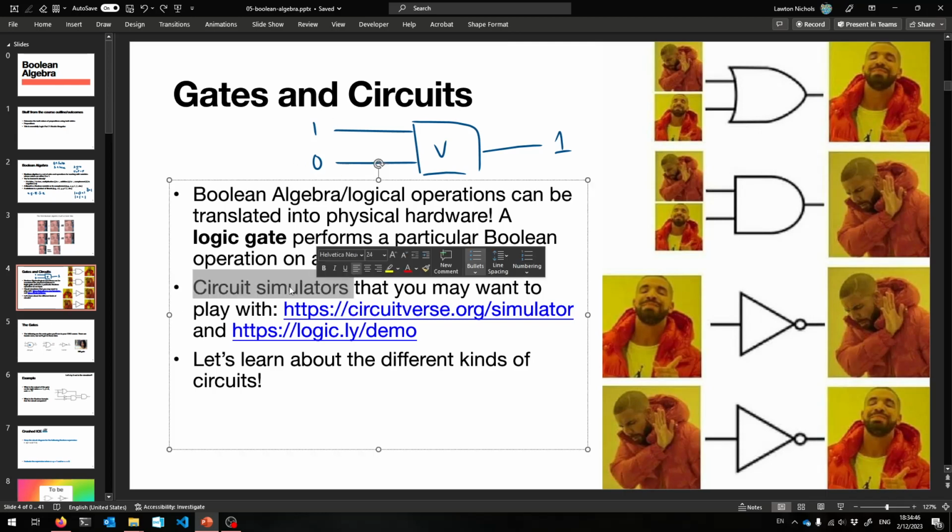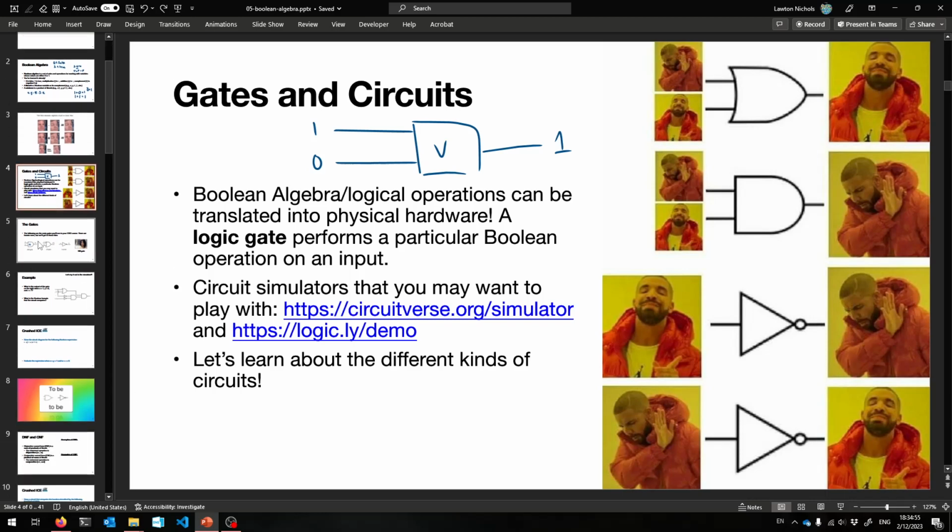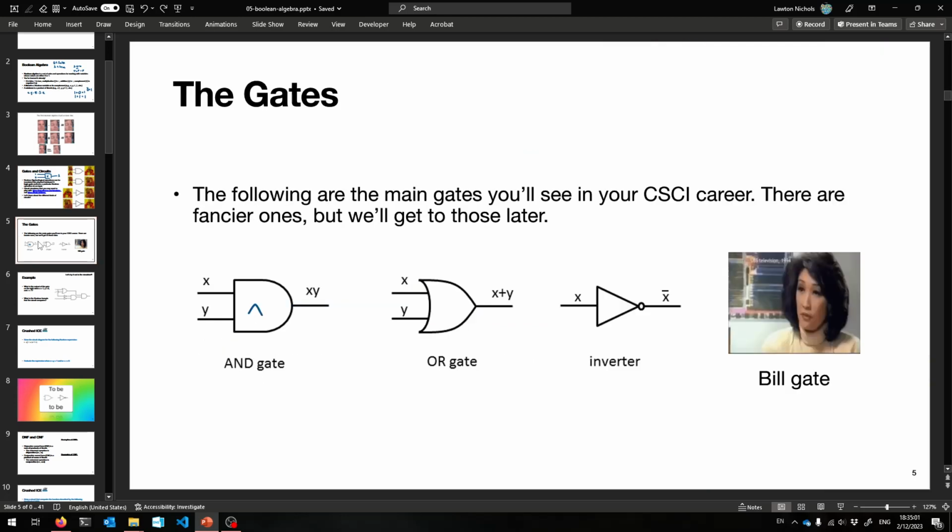So try to use the circuit simulators if you would like, but I'm going to teach you these different logic gates, we say. All right, so let's learn about all the different circuits that we can make. It's just essentially a blueprint of how you want to execute a Boolean operation.